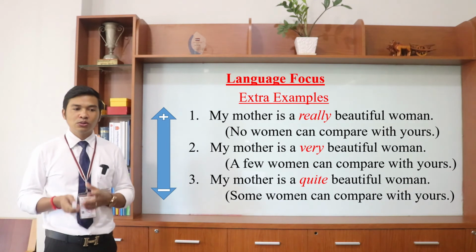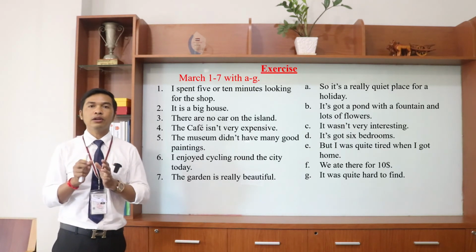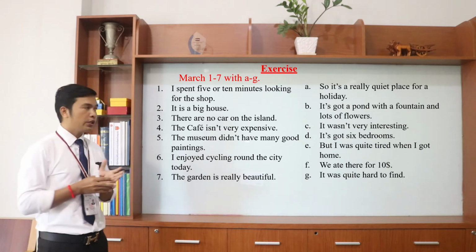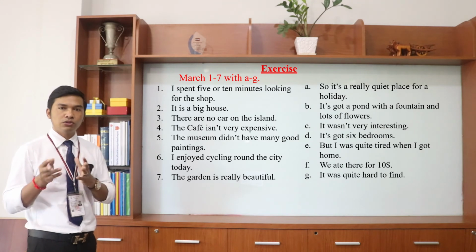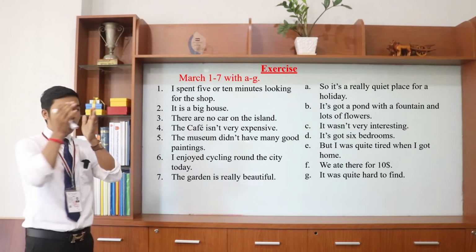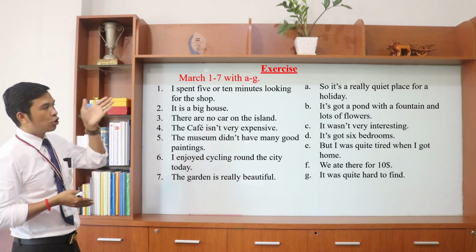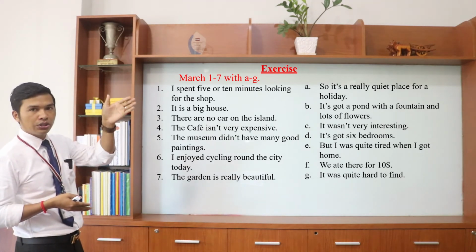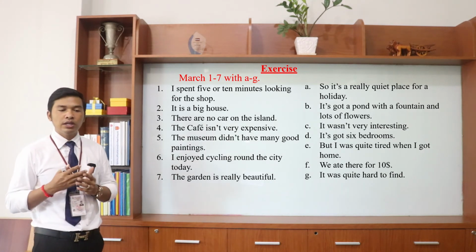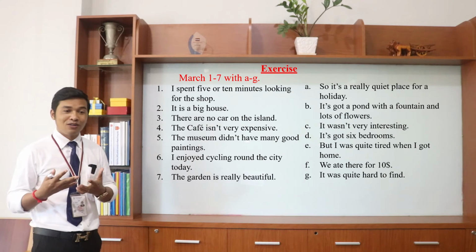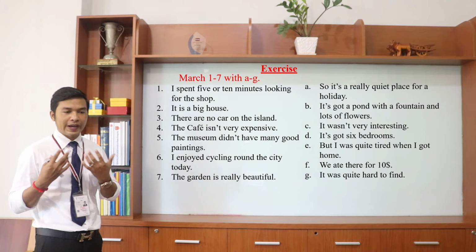So in order to check whether you understand the words really, very, quite, or not very, just do the exercise here with me. Match 1 to 7 with A to G. Right, you have to read 1 to 7 and match with the suitable answer A to G over there. Right. So number 1, I spent 5 or 10 minutes looking for the shop. So number 2, it's a big house. There is no car on the islands.